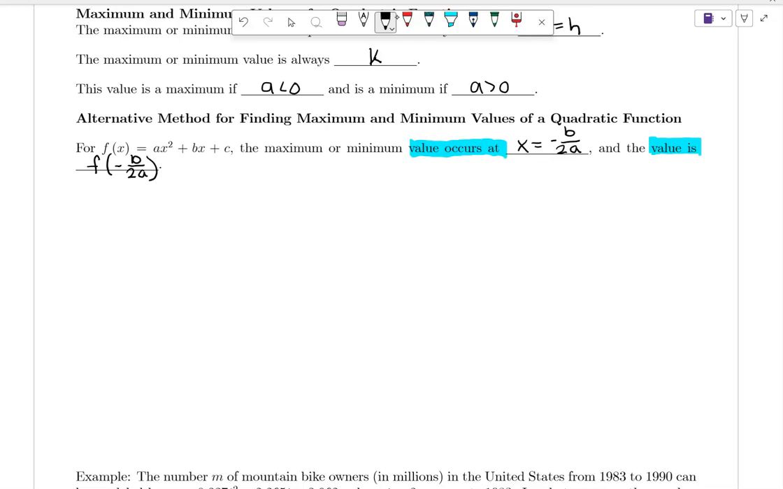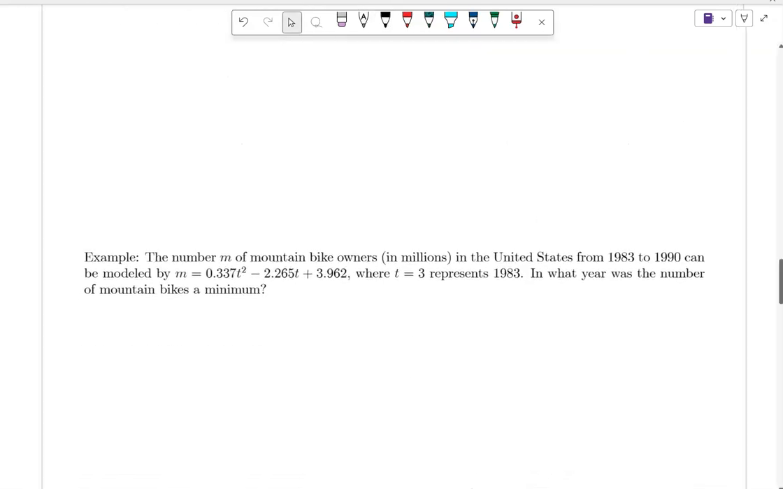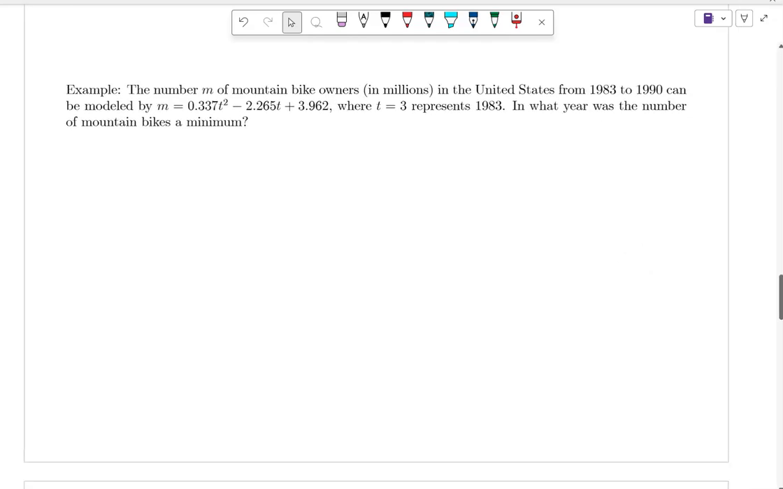When we go to the next problems, there are going to be some word problems. You really want to pay attention to where it's asking you where it's occurring, and then what the actual value is. Your f of negative b over 2a is going to be like your y value. So when you plug in where the value occurs, then you'll find the real value. All right. Now we will do an example.